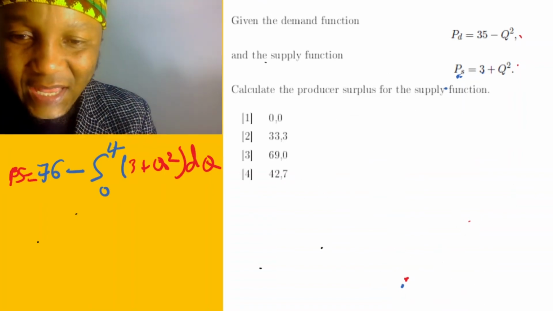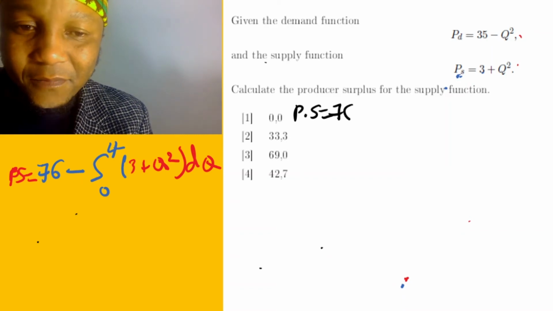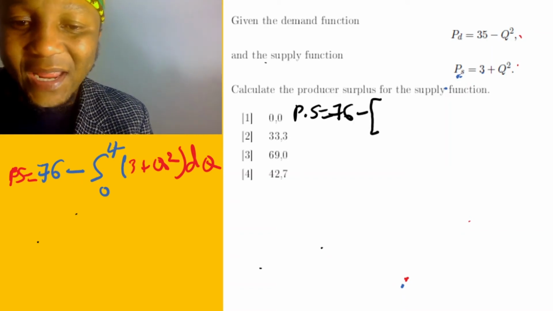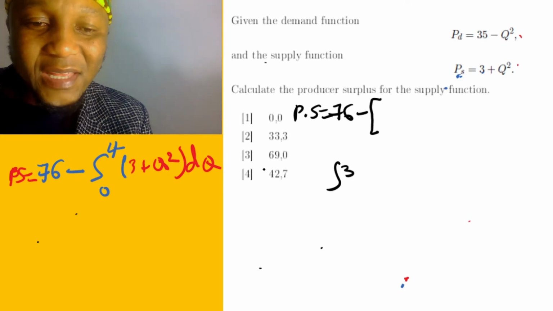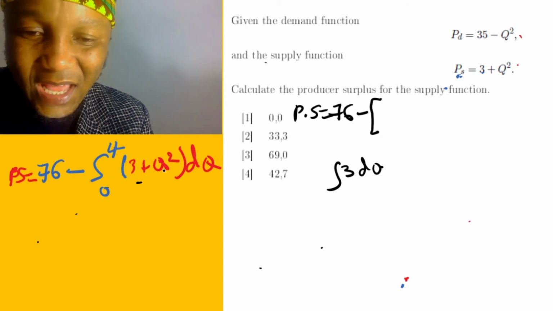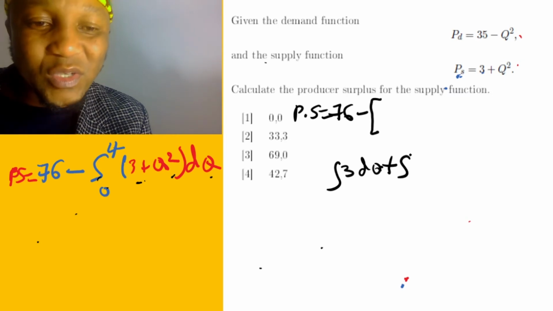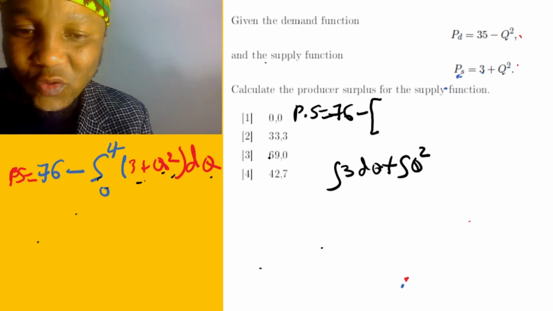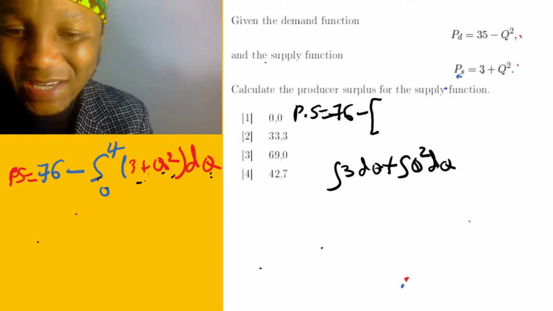So then we're going to say producer surplus equal to 76 minus, I can put a bigger bracket. Now when you integrate, look, you can separate, say integral of 3 dq, because you integrate the first one, which is 3, with respect to dq, plus the integral of the second one, which is q squared dq. Why did you plus? Because there's a plus here, so we want to deal with this one first.